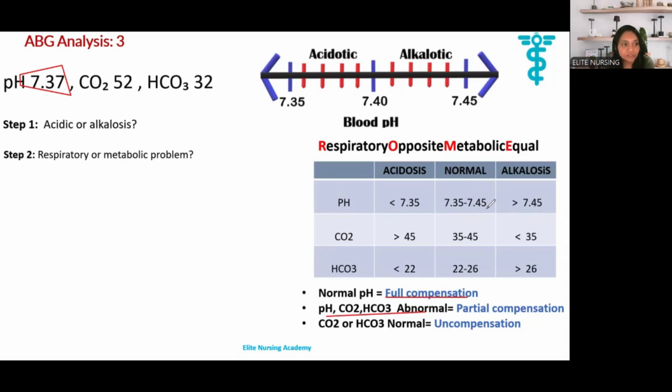In this situation, when you have a normal pH, put 7.40 in the center. If it's less than 7.40, then that is acidosis. If it's greater than 7.40, then this is alkalosis, right? So here, this is less than 7.40, we have 7.37. So that is acidosis.